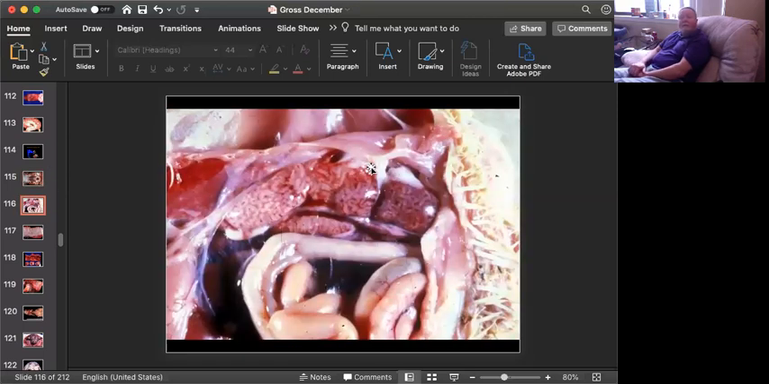Slide number 2 is tissue from a chicken. Can you give me a morphologic diagnosis and a cause?